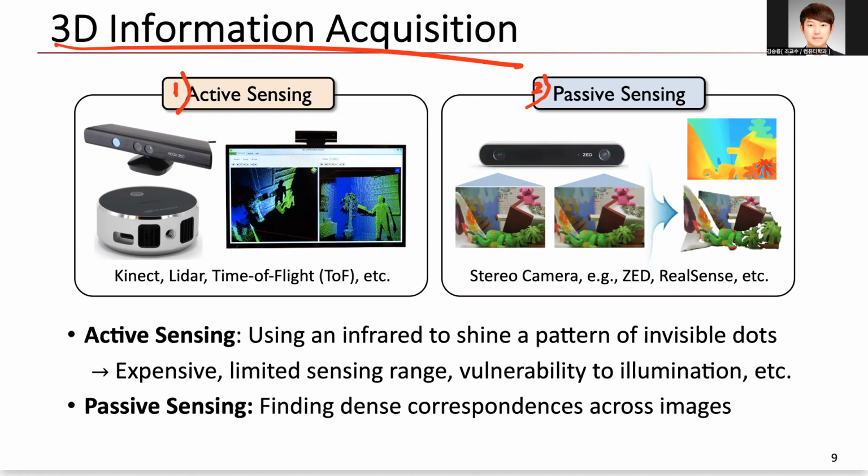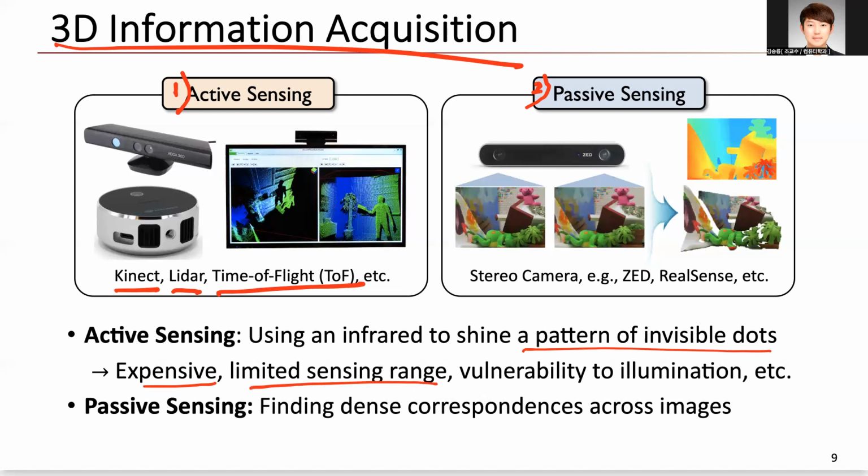Active sensing means using infrared to project the patterns of individual dots and measure the distance from the sensor. For example, the Microsoft Kinect, or the LiDAR sensor, or the TOF sensor. This is based on a hardware sensor, so in general it is very, very expensive, and in many cases you have limited sensing ranges.